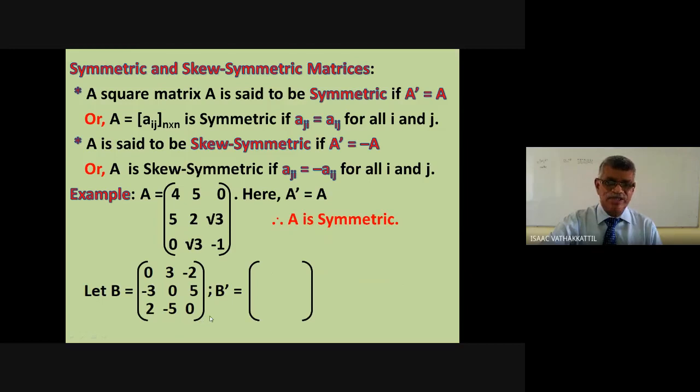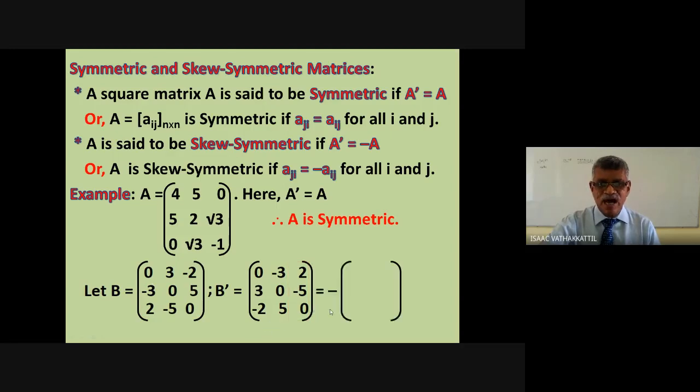If we take B dash, first row, I am writing here, 0, 3, minus 2. Second row, minus 3, 0, 5. And third row, 2, minus 5, 0. Look at what I got.